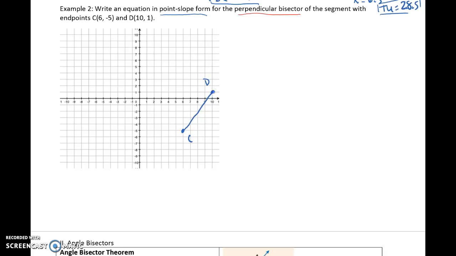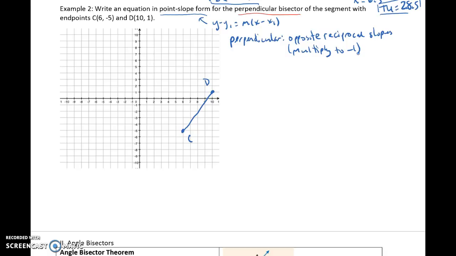Okay, so the first thing I want to do is think about how I write an equation of a line. So remember, point-slope form is y minus y1 equals m times x minus x1. So we need the slope and we need a point. And then the slope needs to be perpendicular. So remember, perpendicular means opposite and reciprocal. Slopes, right? They multiply to -1.